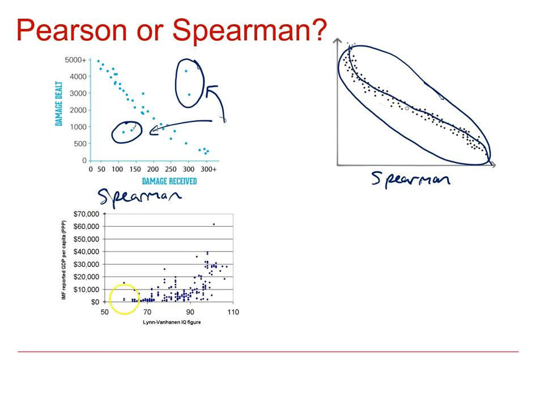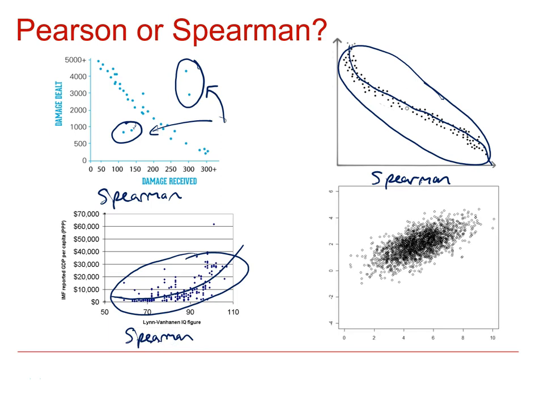This one, the relationship isn't linear. As I've said before, there's a curve to it, and it's also not elliptical. So we would use Spearman. The fourth one has a lovely elliptical shape, no clear outliers, so we would use Pearson.